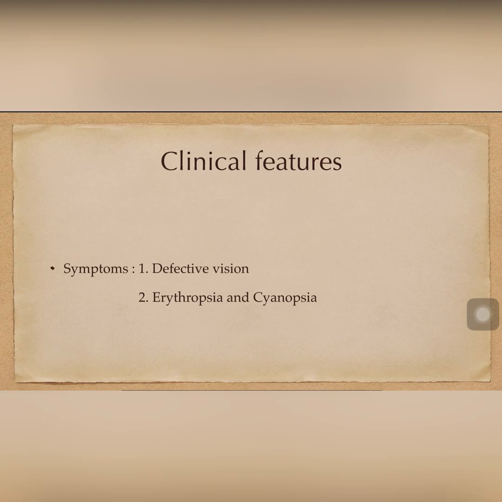So the patient may come to you with complaints of defective vision, and with complaints of erythropsia or cyanopsia. Erythropsia means all the things would be red tinted, and cyanopsia means the patient will complain that everything looks blue in color.